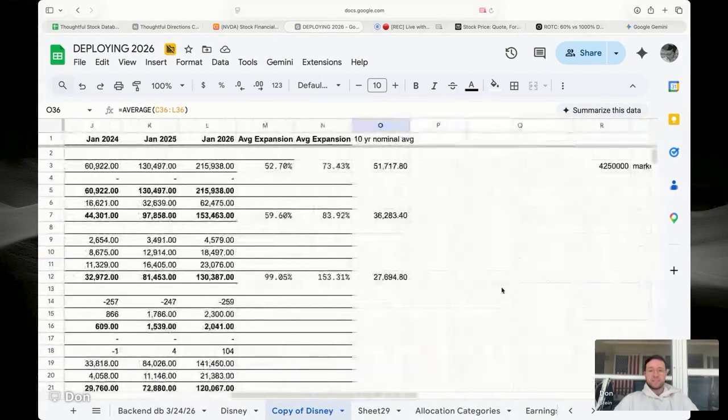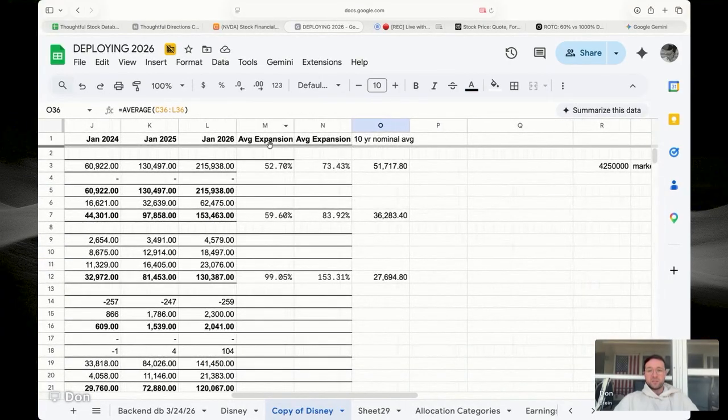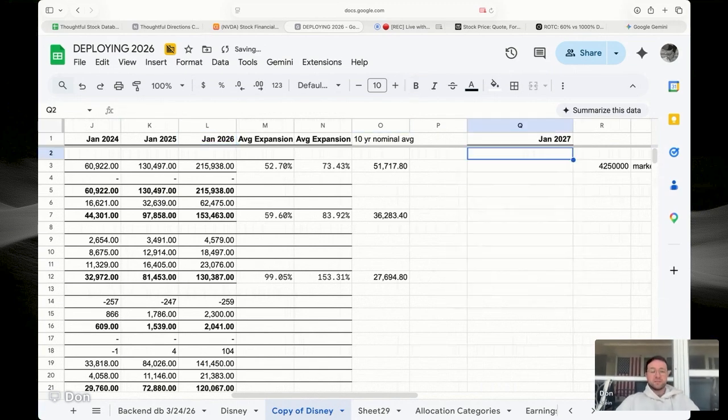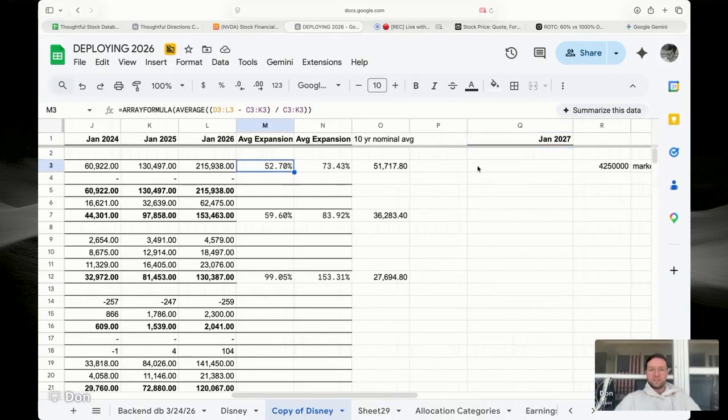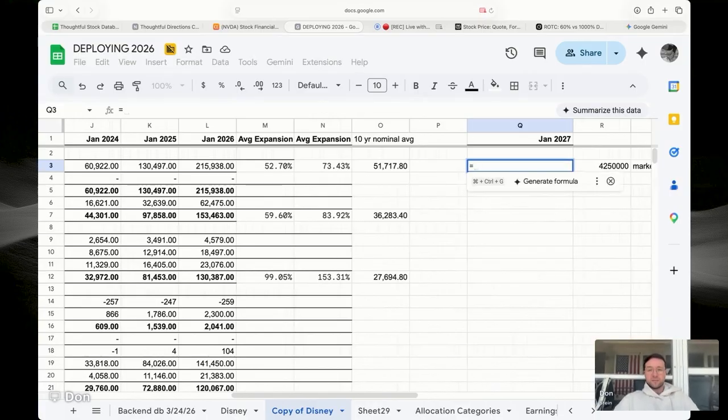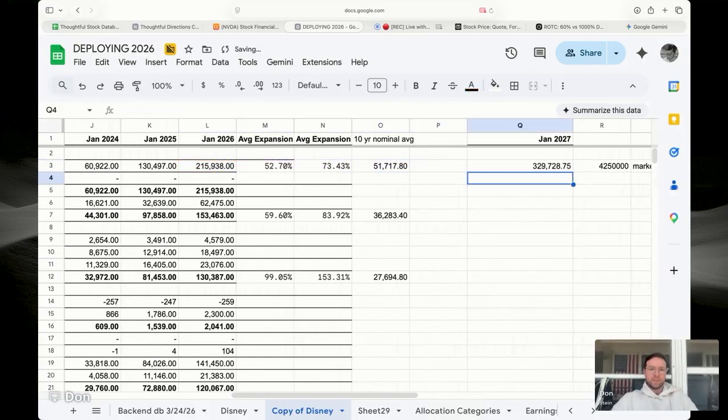All right, so let's just do a fun experiment here. Let's say January 2027. So the average expansion for 5 years would be 50%. So if it just does what it's average for 10 years, it'll hit 330 billion of revenue next year.